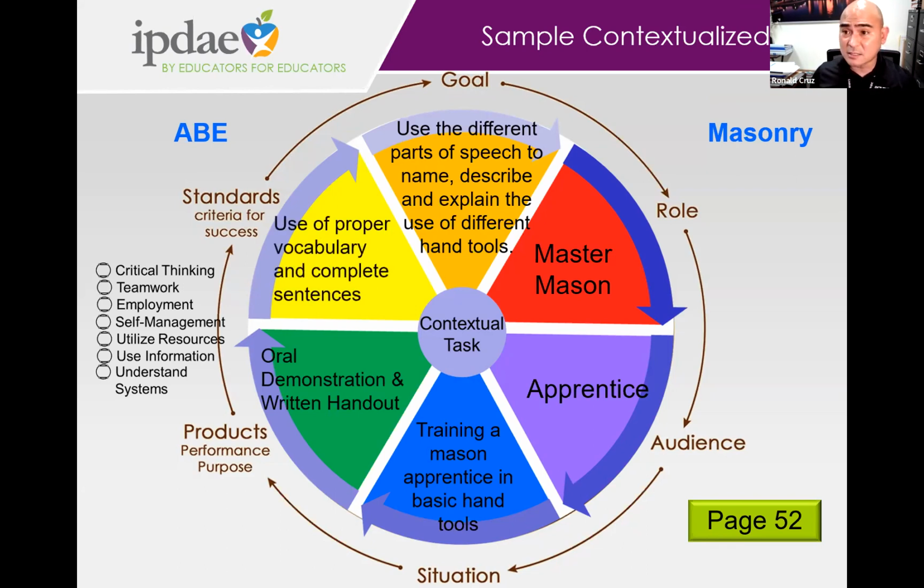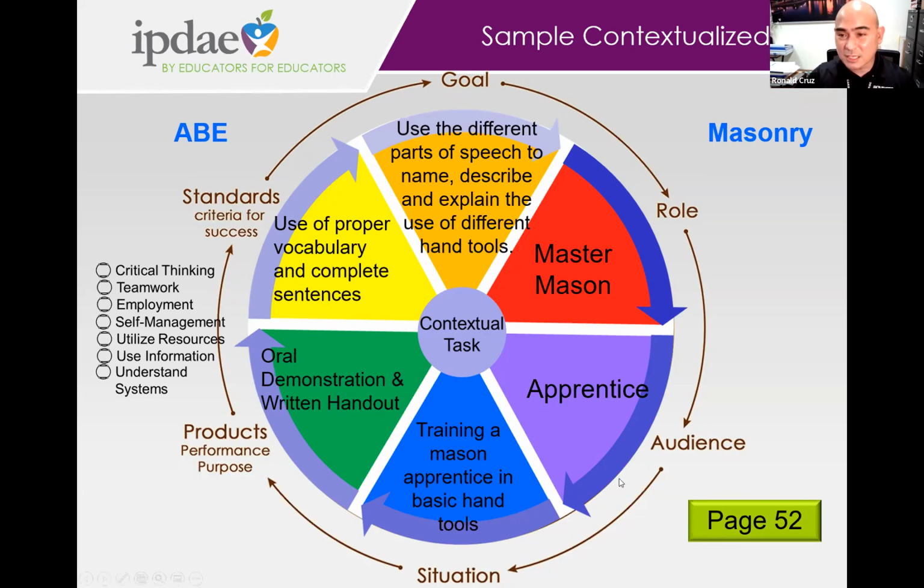And then the criteria for success, or the standards, what I'm really going to be looking for is proper use of terminology and vocabulary in developing not just the written handout, but in demonstrating the different uses of the hand tools to the apprentice or to another student. I want my students to be using complete sentences, and I also want to see that those sentences flow and are clearly understood by the other student that they're demonstrating to.